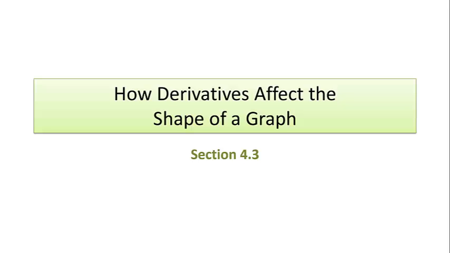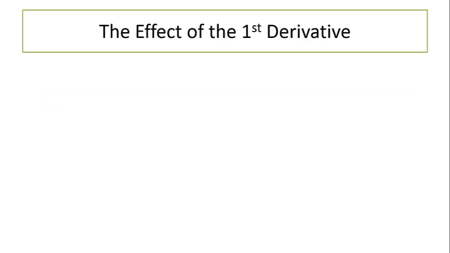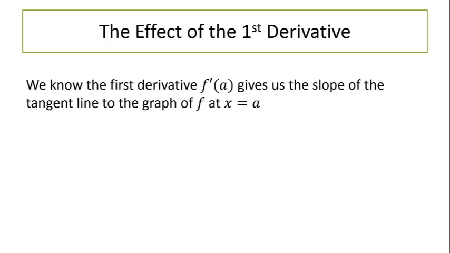In the next few class sessions, we will be learning how derivatives affect the shape of a graph. We will start by focusing on the effect of the first derivative. We know that the first derivative, f prime at a, gives us the slope of the tangent line to the graph of f at x equals a.